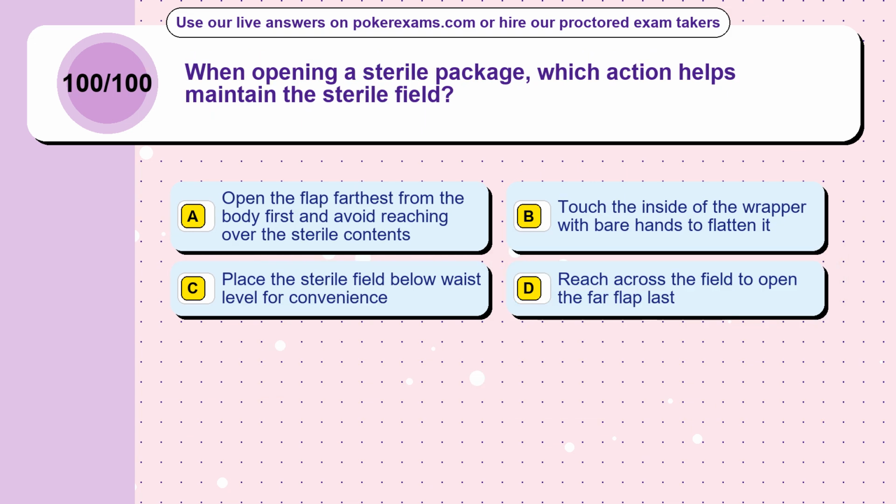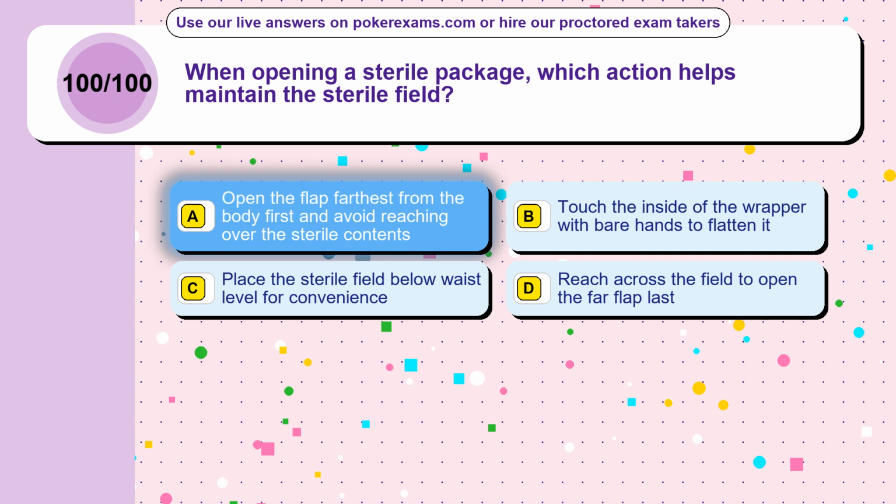Question 100. When opening a sterile package, which action helps maintain the sterile field? Option A. Open the flap farthest from the body first and avoid reaching over the sterile contents. Option B. Touch the inside of the wrapper with bare hands to flatten it. Option C. Place the sterile field below waist level for convenience. Option D. Reach across the field to open the far flap last. The correct answer is option A.